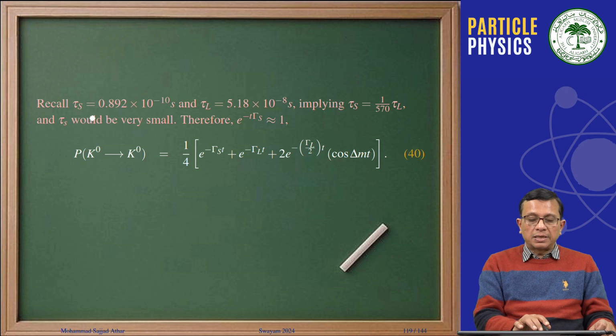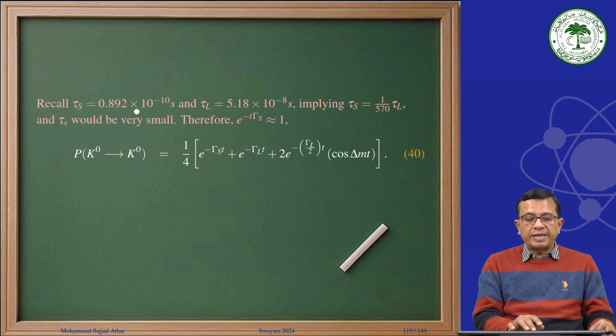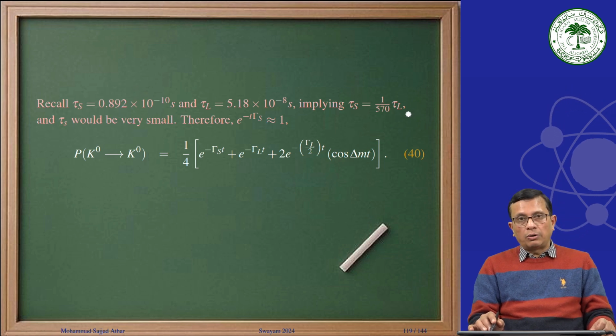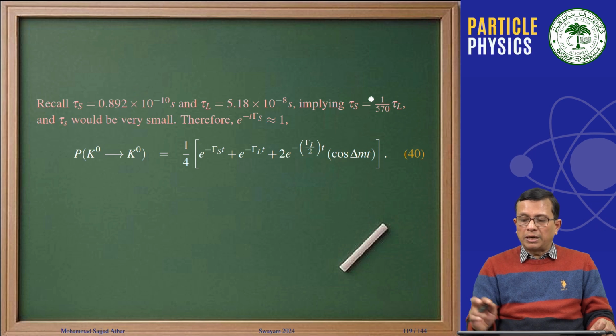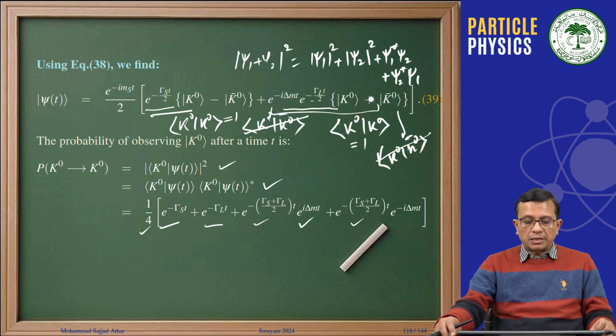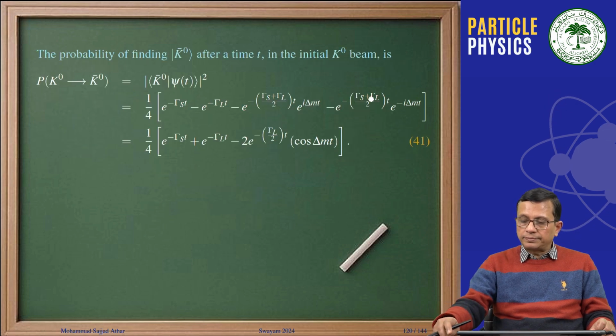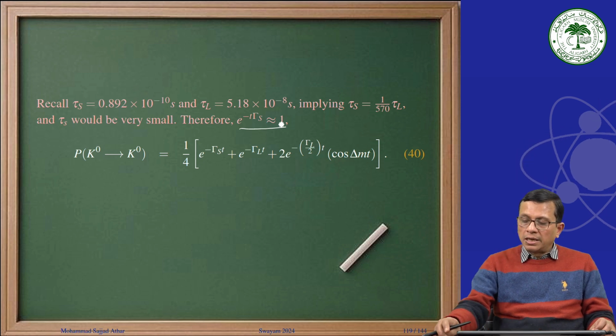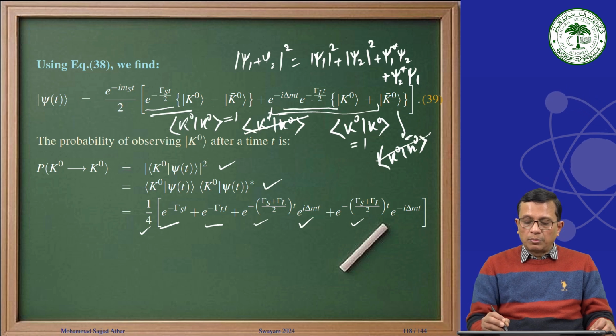Now recall, we have discussed that the short-lived kaon has a lifetime of 89 picoseconds, while long-lived kaons have a lifetime of around 51 nanoseconds. Therefore, long-lived kaons live much longer. Therefore, tau S is 1 by 570 times tau L. That means tau S is a very small value. And if tau S is a very small value, this will give us, in principle, gamma tau S almost equal to 1.